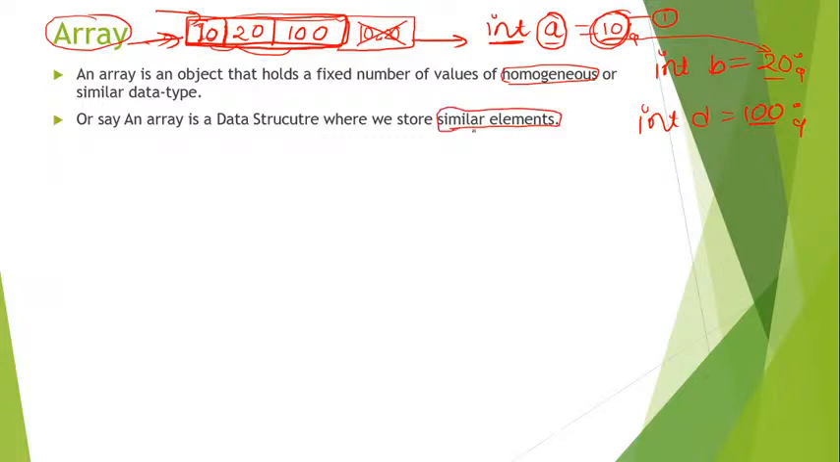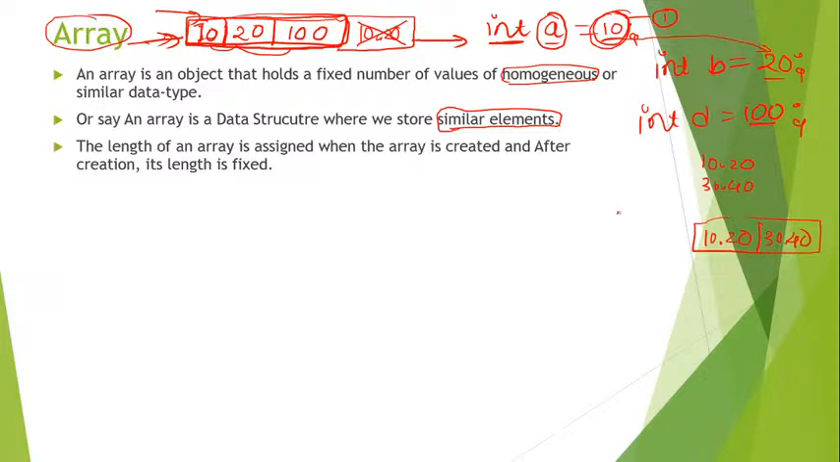For example, if I have floats like 10.20 and 30.40, and you want to store many float values, like salaries, in one memory, then for that we have to create an array. Then you can simply store 10.20 and 30.40. So this is the thing.